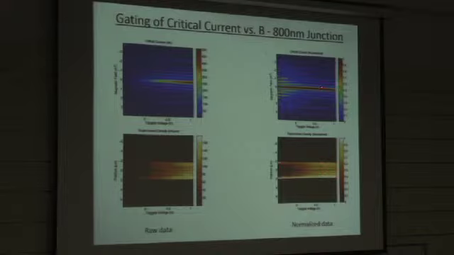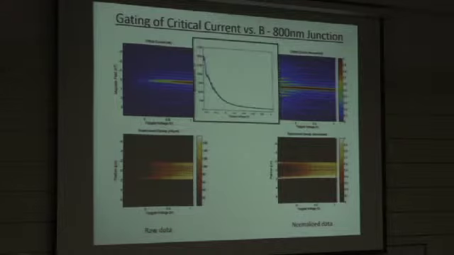You can also very clearly see that this central lobe that has twice the flux quanta narrows down to have only one flux quantum, as you would expect for a Fourier transform of two delta functions versus the Fourier transform of a step function. Okay.